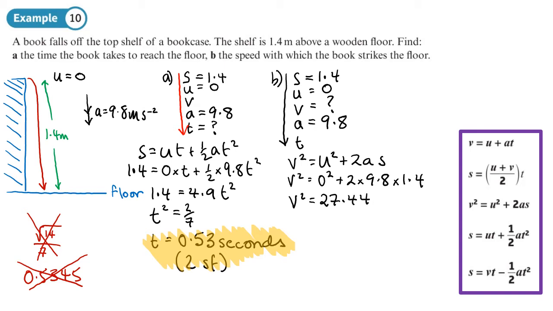which is exact there. So v is going to be the square root of that. So let's do the square root of the answer. 7 root 14 over 5. Now we don't want the exact answer, remember. Two significant figures, so 5.2. So it hits the ground at 5.2 meters per second. So that'll be our answer for part B.